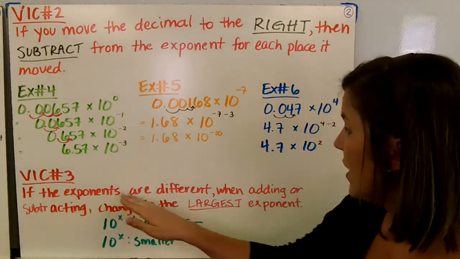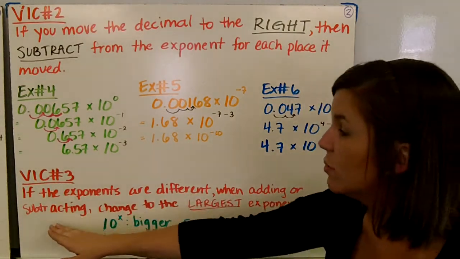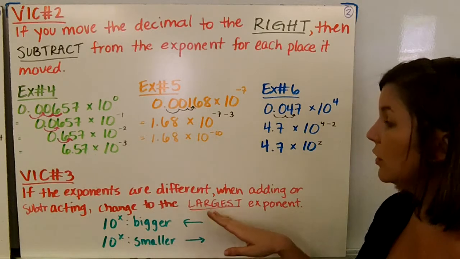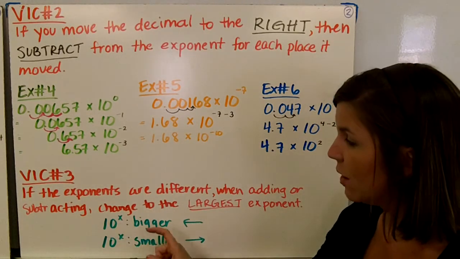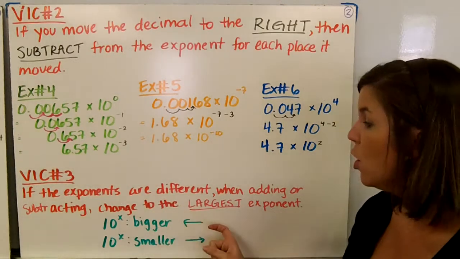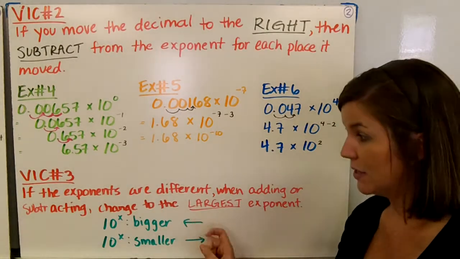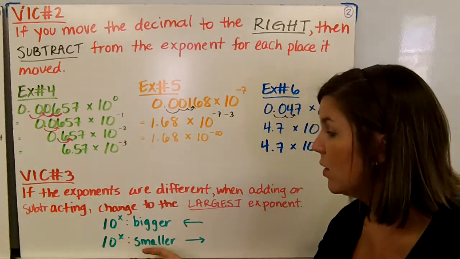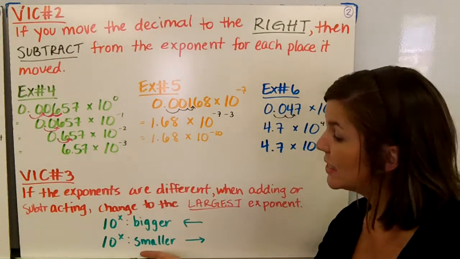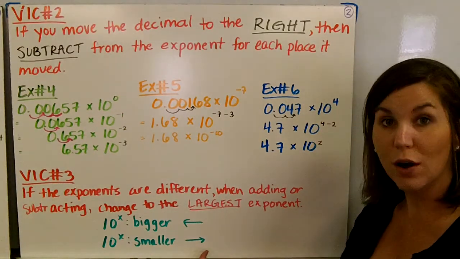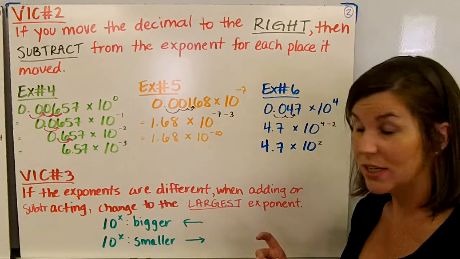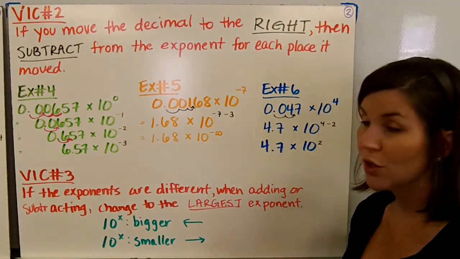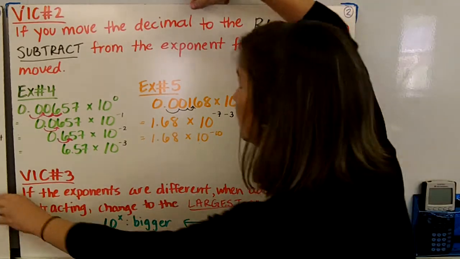Rule number 3: if the exponents are different when adding or subtracting, change to the largest exponent. So if we have 10 to some power and we need it to get bigger, we're going to move to the left. If we have 10 to some power and we need that exponent to get smaller, we're going to move our decimal place to the right. So move to the left to get bigger and move to the right to get smaller.